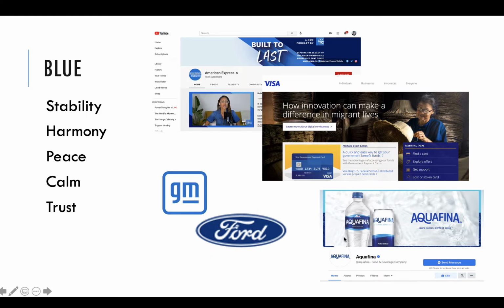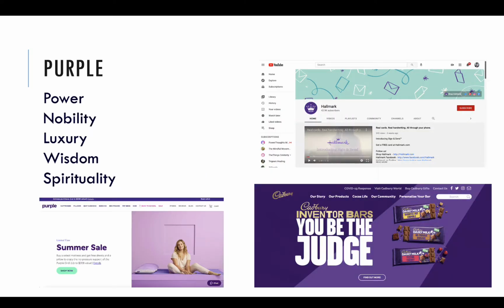I have a little bit of an Aquafina here. Aquafina has tried to use sort of that peaceful, calming, trustworthy brand here. But keep in mind, as I mentioned, blue is about calm, peaceful, down to earth, all of those wonderful things about trustworthiness. That is why you see in financial services, insurance companies, a lot of services will have some sort of blue in their messaging.